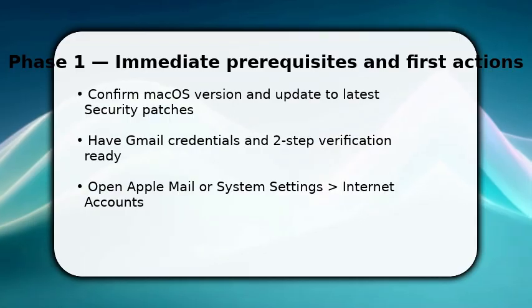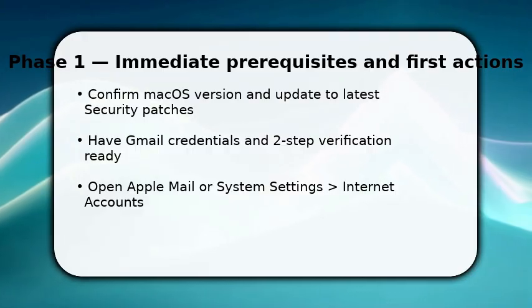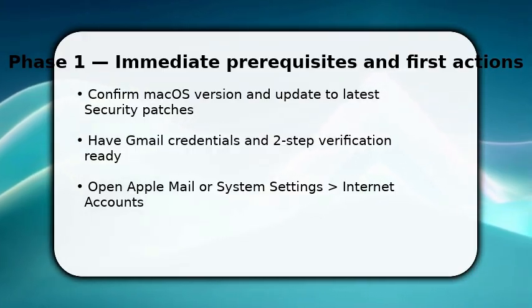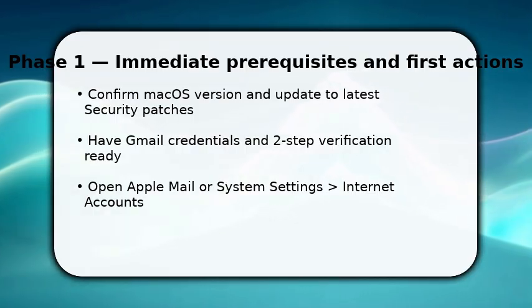Choose Google from the account list because that uses Apple's built-in OAuth flow. Enter your email when prompted, then allow Google permissions. Once done, you'll return to macOS to configure which apps (mail, contacts, calendars) you want linked.